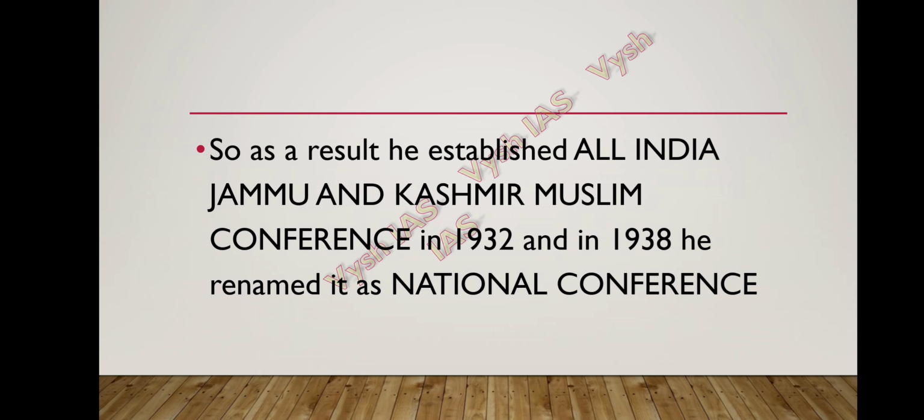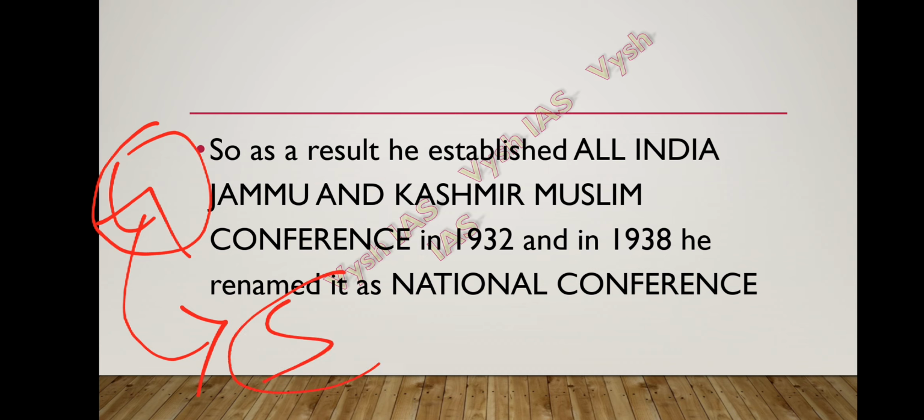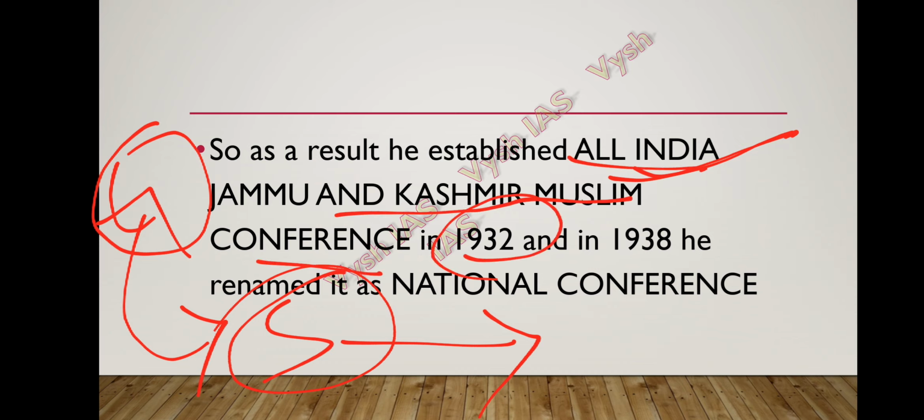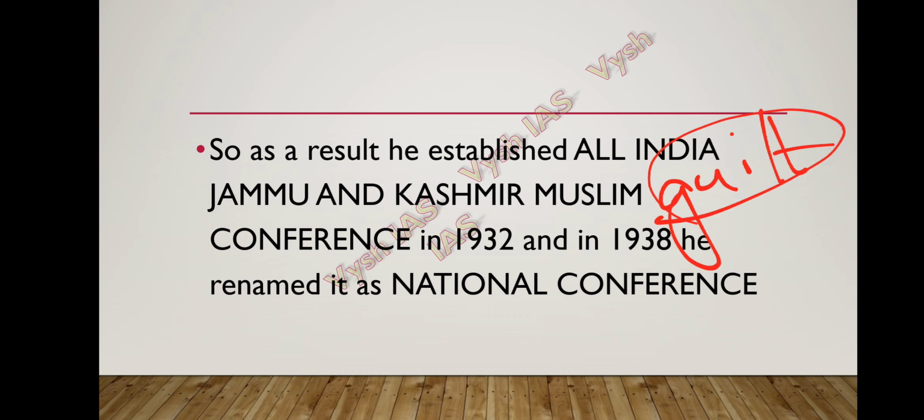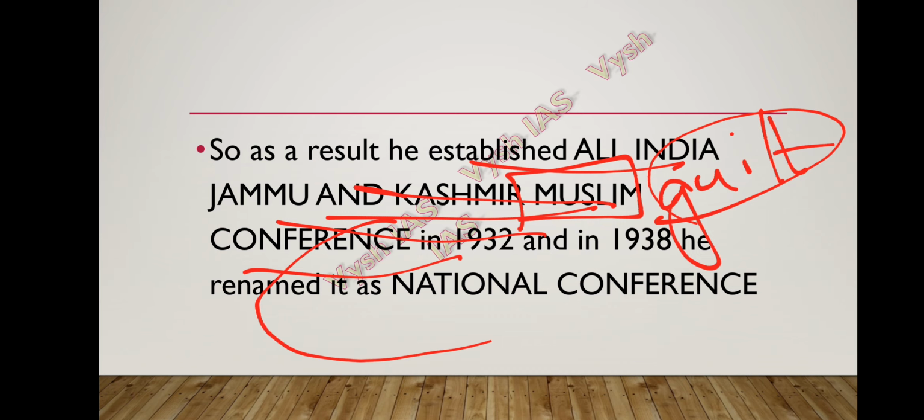Because of this, he wanted good governance and a secular state. So he started the All India Jammu and Kashmir Muslim Conference, initially in 1932. But he changed its name to the National Conference in the year 1938, because he himself felt guilty that, being a secular leader, he had included the term Muslim in the organization he had made. So he renamed it the National Conference in 1938.